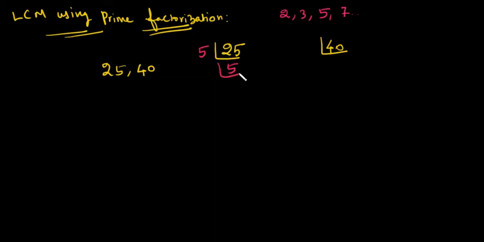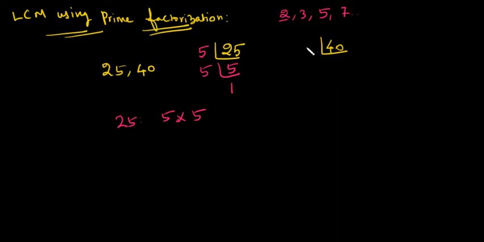Five 5s are there. Again you try with 5. Can we divide by 5? Yes. How many 5s are there in 5? 1. So 25 can be written as 5 into 5.